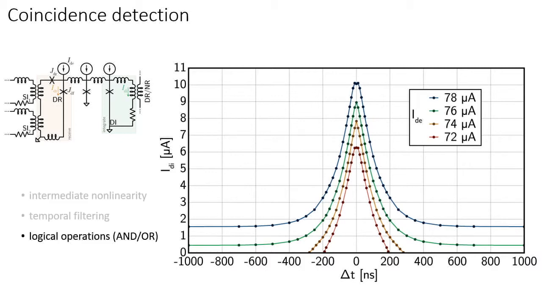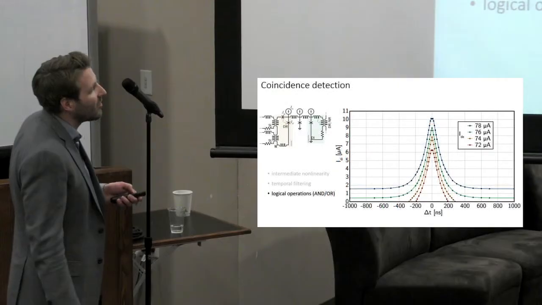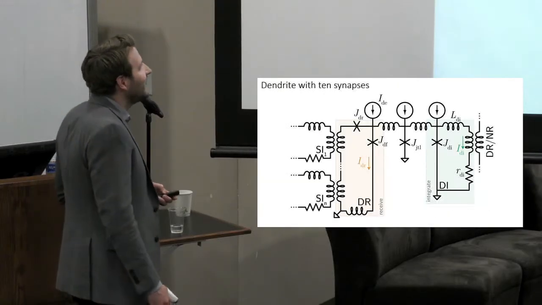So these are logical operations. Basically, what you're performing is an AND in this case when the bias current is low, or an OR in the case where the bias current is high.